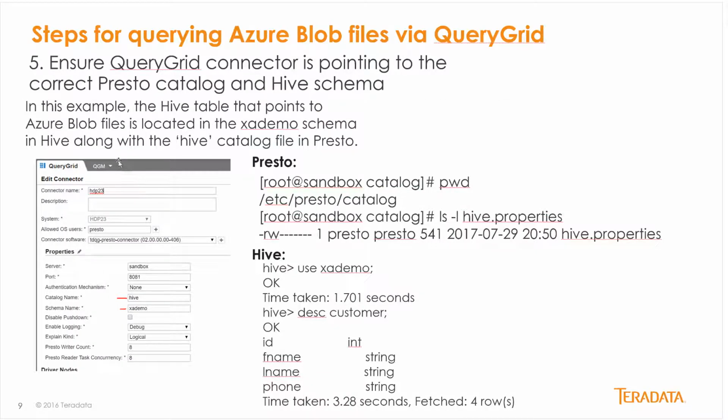The next thing we do is make sure we have Teradata's QueryGrid pointing to the correct catalog and schema name. So the catalog is out of Presto, and the schema name that we have where we created our Hive table. In this example, I have a schema under Hive called XADemo. And so over here on the right hand side, you can see that I am using a catalog called Hive Properties. So that correlates the catalog name. And then I'm using something called customer here.